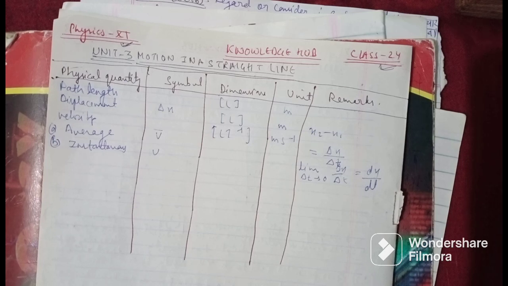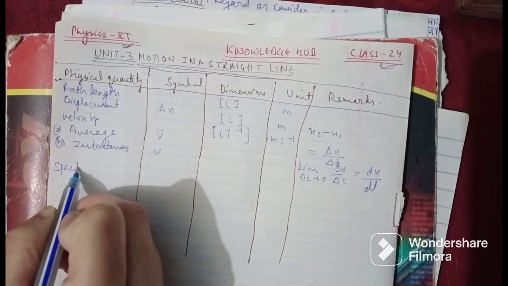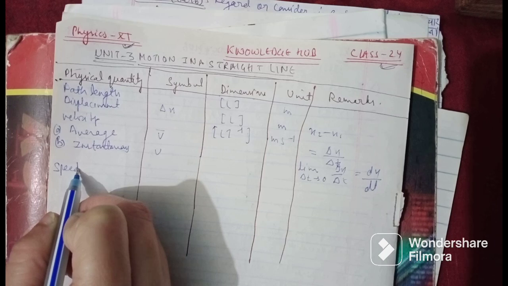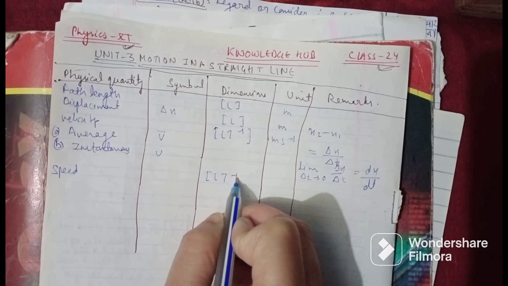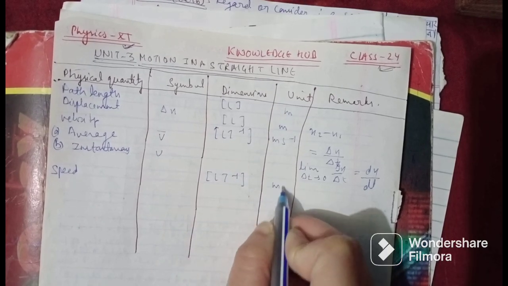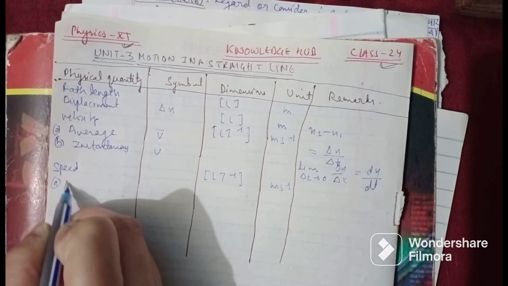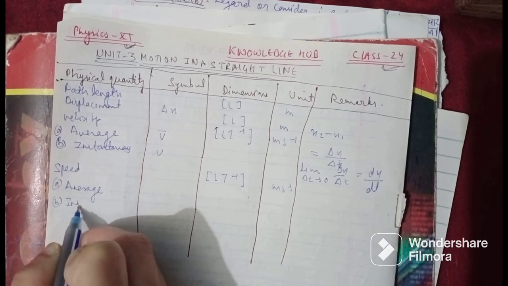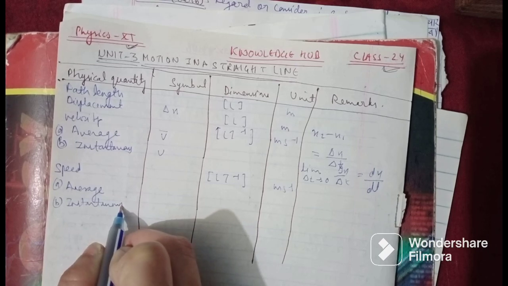So for that, it will be speed. We talk about speed as a physical quantity. For speed, we don't have a symbol, and it is LT inverse. This is meter second inverse. So for speed, there is average speed, and the second is instantaneous speed.